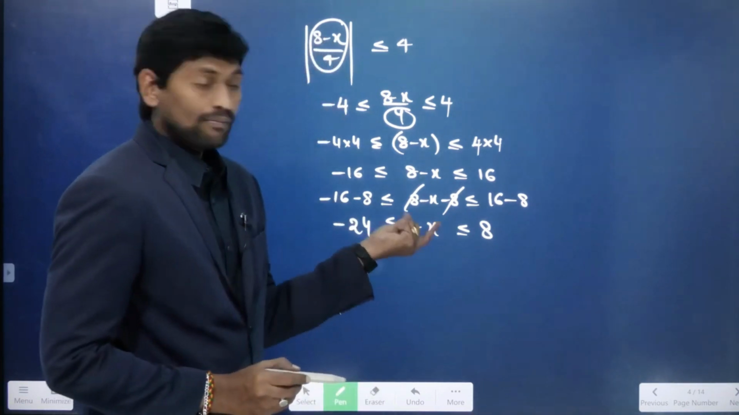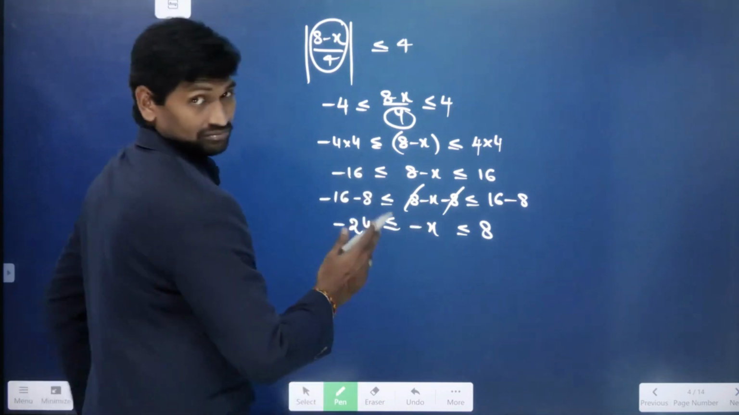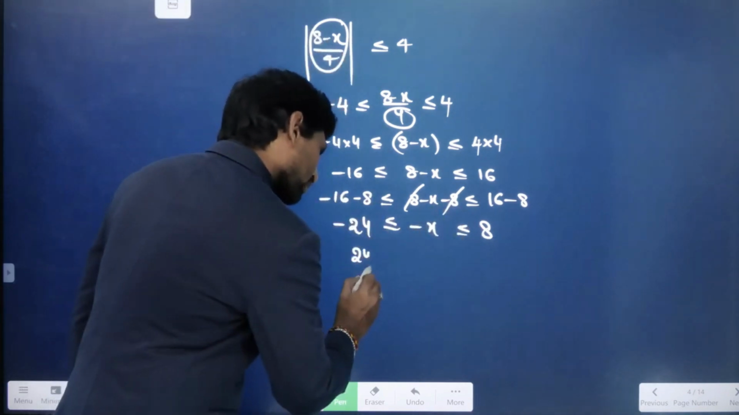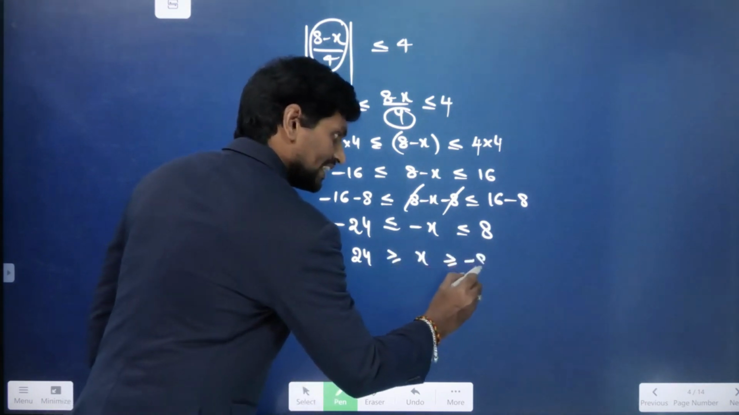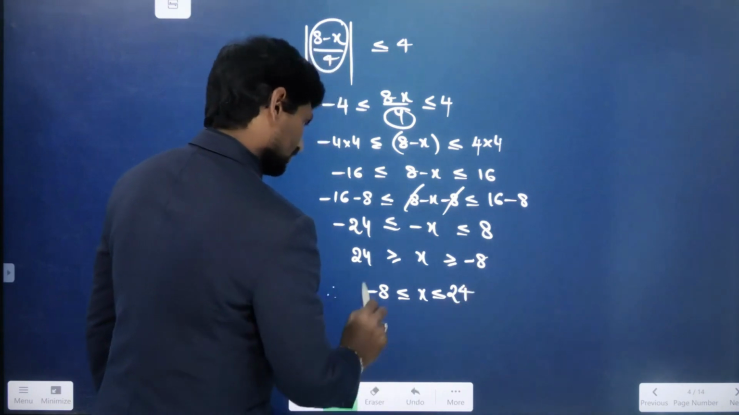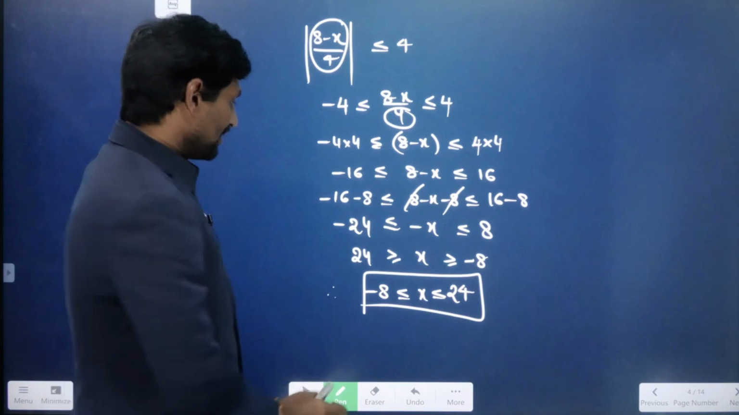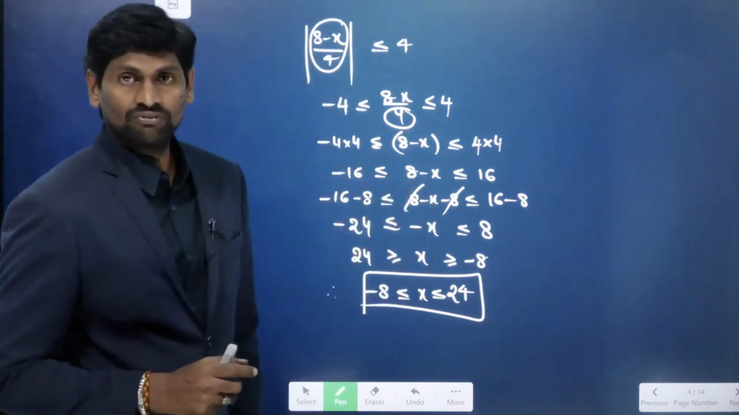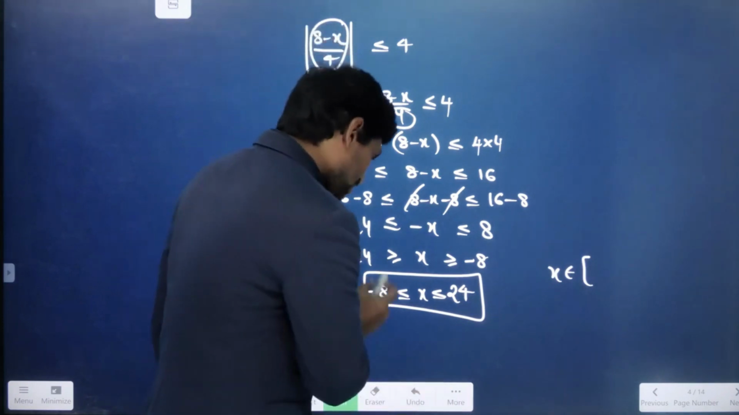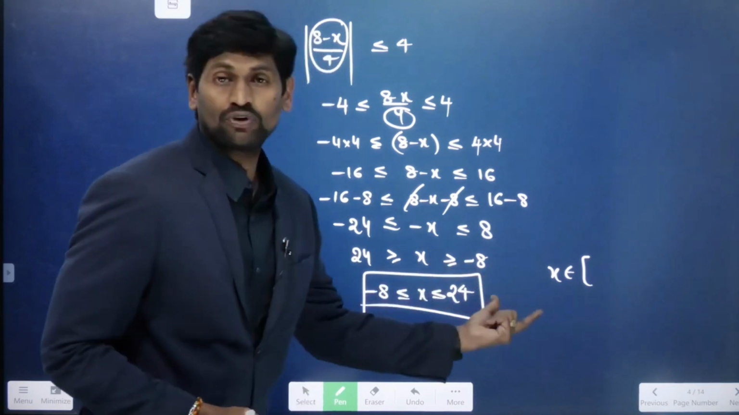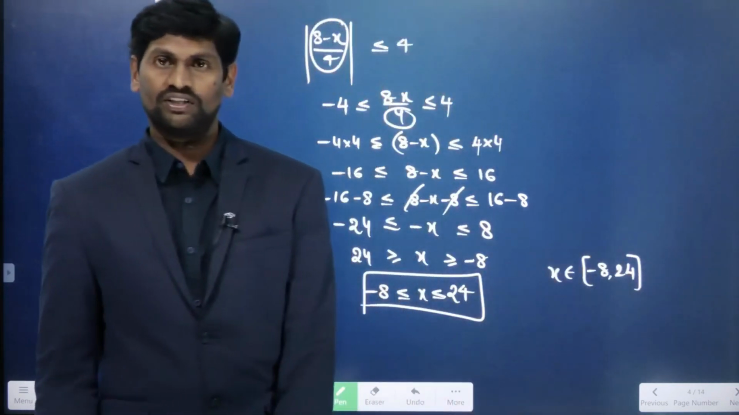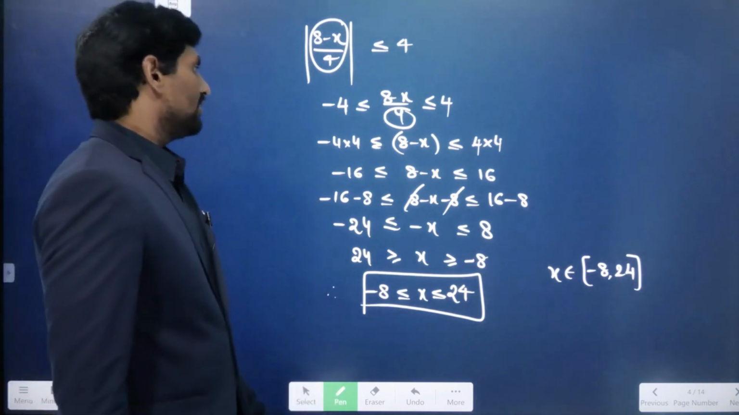But we want a positive x, so multiply the entire inequality by a negative sign, then the less than symbols become greater than. That means 24 greater than or equal to x greater than or equal to minus 8. So from this we can write minus 8 less than or equal to x less than or equal to 24. That means x lies between minus 8 and 24. Sometimes it can be equal also, so we should use closed brackets. It indicates the values minus 8 and 24 are also included in the solution. That is minus 8 to 24, closed on both sides. So this is the solution for this.